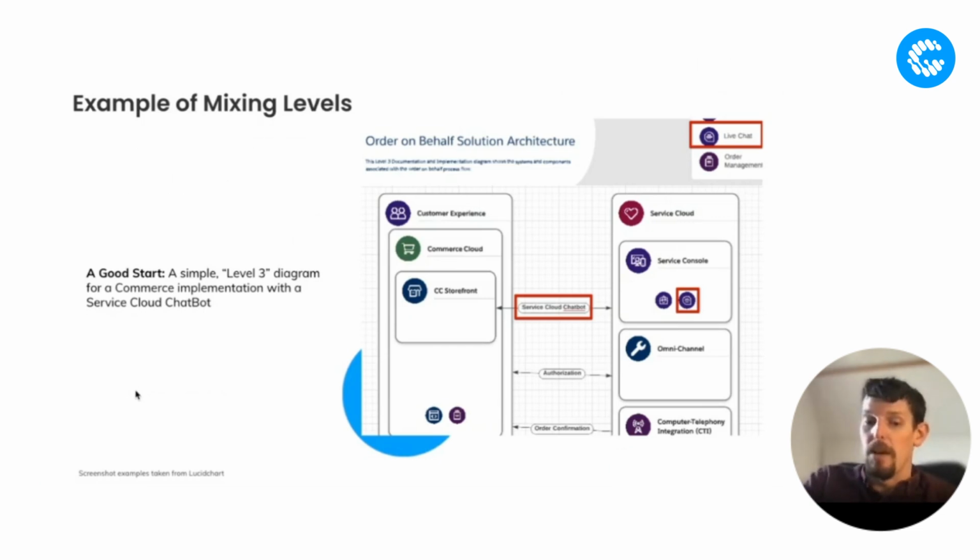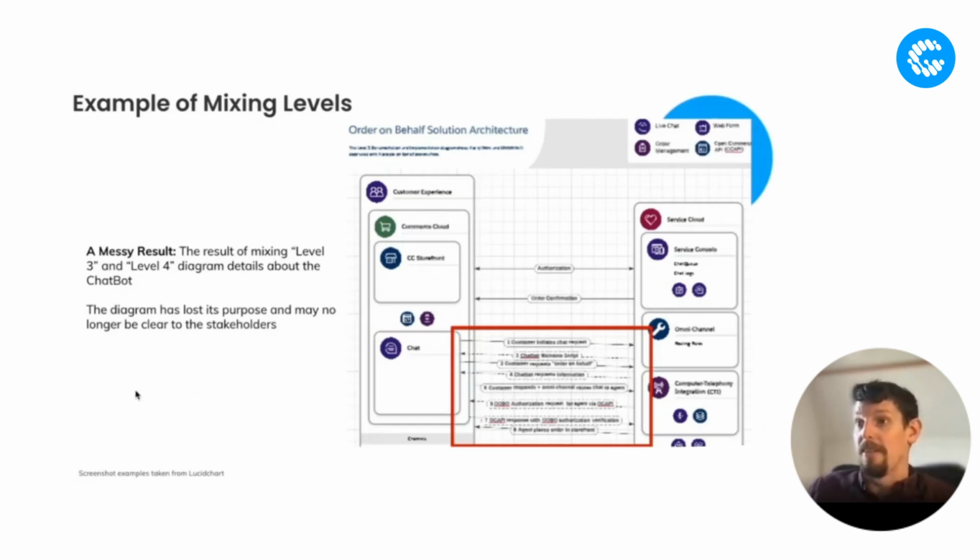One mistake you may make is, well, let's give that Service Cloud chatbot more information. Let's explain what happens in that Service Cloud chatbot. And before you know it, you have a messy diagram that's mixing level 3 and what's called level 4 diagram details in the same diagram. So the question comes back to: what's the viewpoint here?